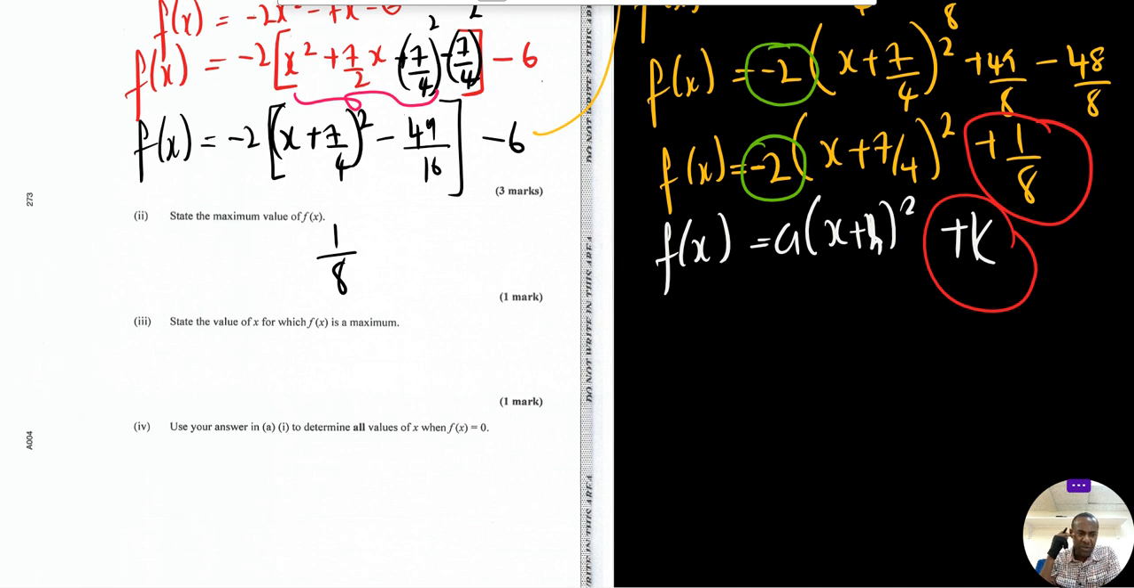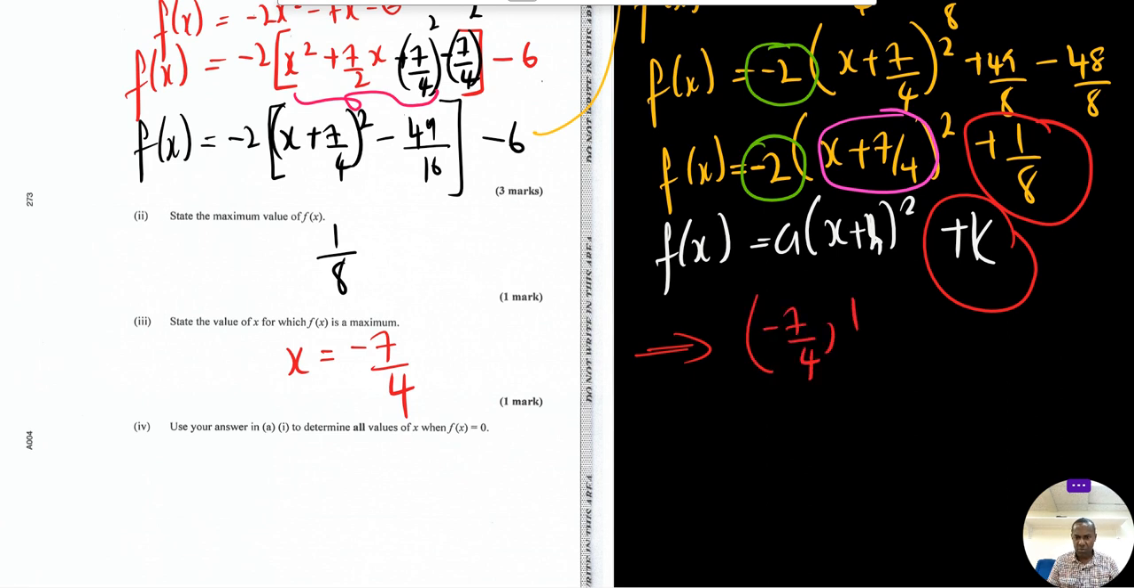And they also ask us to state the value of x for which f of x is a maximum. To state that value, we look at the brackets, the expression inside the brackets, x plus 7 over 4. And the value of x for which this is equal to 0 will be the x coordinate at the turning point. And so this value is of course x equals minus 7 over 4. So essentially what we have here is our turning point. And this basically means that the maximum point is minus 7 over 4, 1 over 8. All right?